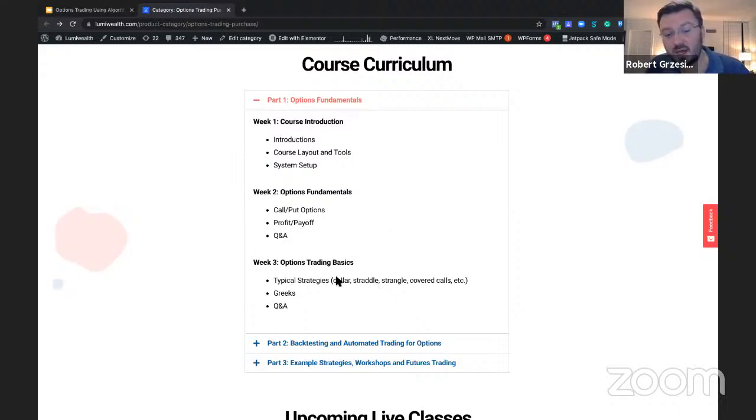Week 3, we talk about option trading basics. So, how do you trade with Greeks? How do you trade the different types of strategies, collars, straddles, strangles, covered calls, all those typical things, right? And again, going through it with code. So showing you not only what these things are and how they work, but we really go into detail because there's code behind it. You can modify things. You can really see how all this stuff works. So that's part 1. It's getting all your fundamentals down.